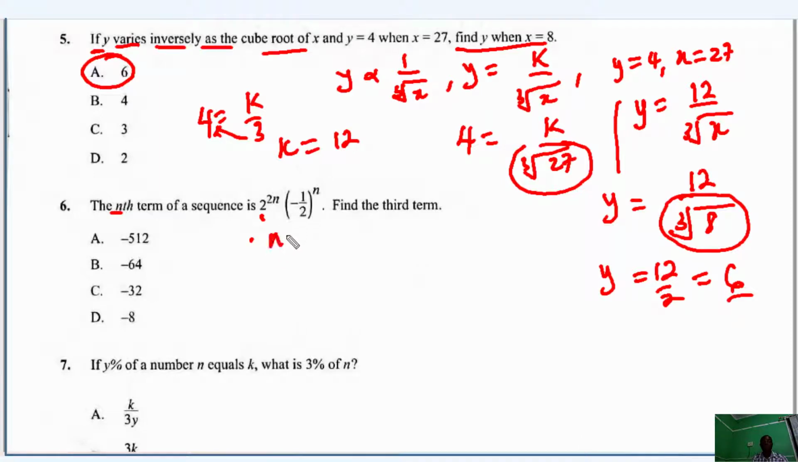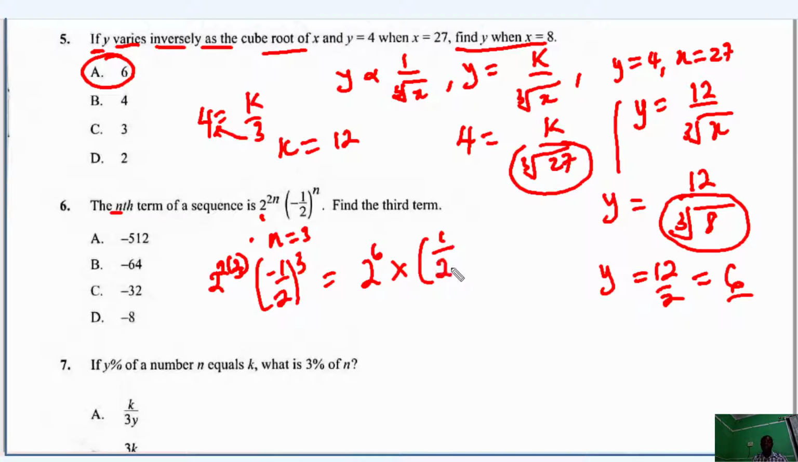So it means n is equal to 3. You substitute 3 into this. So you start with 2 times 2 raised to power 2 times n, which is 3, times minus 1 over 2 all raised to power 3. So you get 2 raised to power 6 times minus 1 over 2 raised to power 3. It's supposed to be minus.